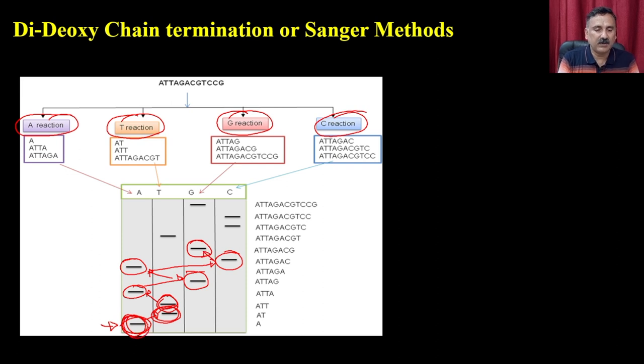The smallest fragment you put first. The second smallest, you put next. Then the third one, the fourth, fifth, sixth, seventh, eighth, and so on. You have to go from the bottom and keep reading and keep putting the sequence together like this. And ultimately, you are going to get the sequence of the DNA.